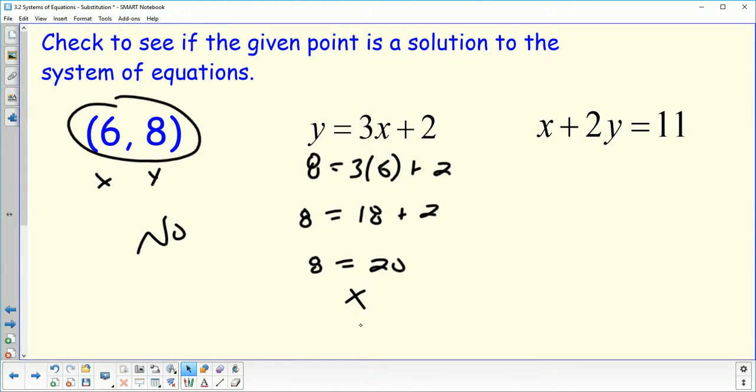Remember, if this had been true, we would then also have to plug into the second equation and test that point, which may or may not be true for that one. So the big thing there: plug in your x and y values and simplify one side or both sides to see if we come up with a true statement. Since 8 does not equal 20, it is not a solution.